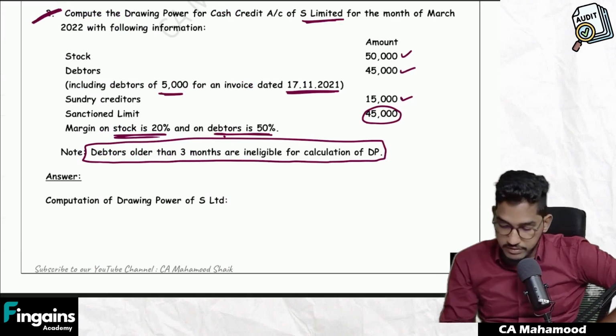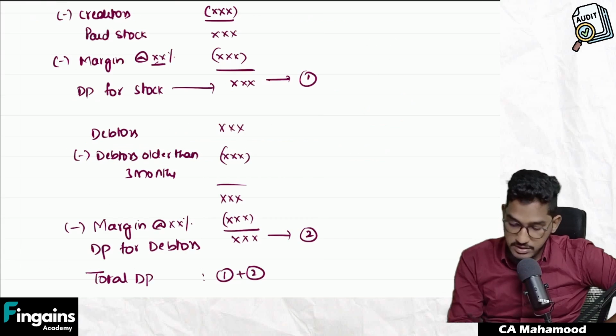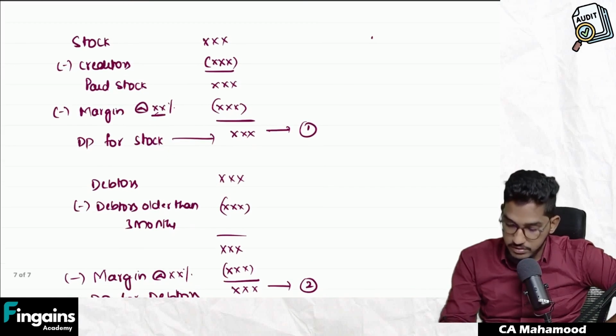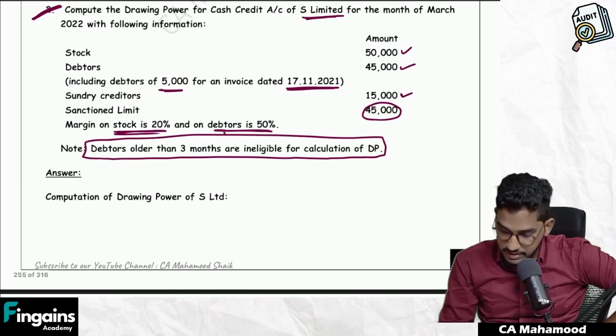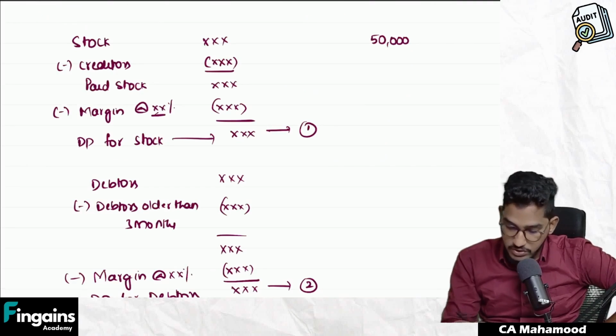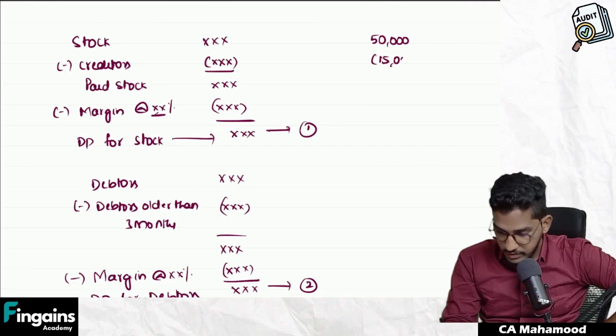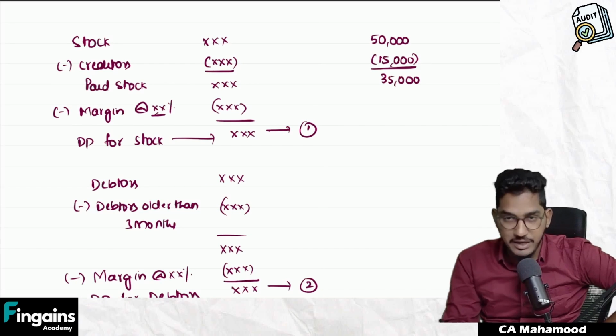Let us do it. First, what is the stock amount? 50,000. Very good, I will write 50,000. Then what is the creditors balance? Sundry creditors are 15,000, so let me reduce that 15,000. The balancing figure is 35,000. That is the paid stock.